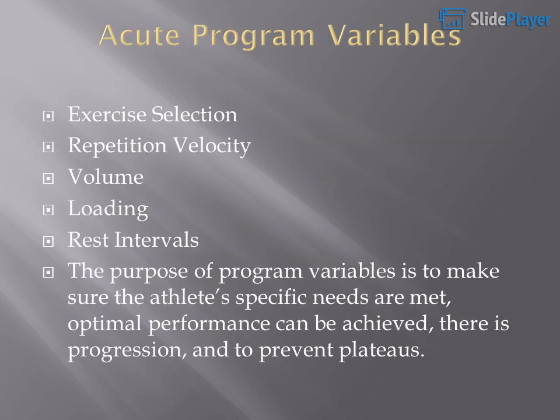Acute program variables. Exercise selection. Repetition velocity. Volume. Loading. Rest intervals. The purpose of program variables is to make sure the athlete's specific needs are met, optimal performance can be achieved, there is progression, and to prevent plateaus.